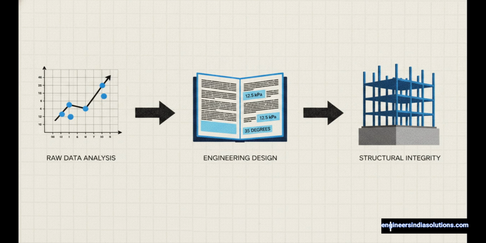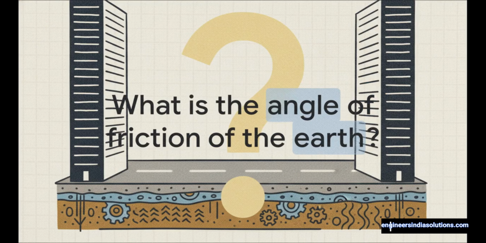And with those two numbers in hand, civil engineers can confidently pour concrete and build our modern world safely. It is just incredible to think about the invisible science operating right below the pavement. So I'm going to leave you with this final thought. Next time you walk into a towering, massive skyscraper, ask yourself, what is the angle of friction of the earth holding it up?